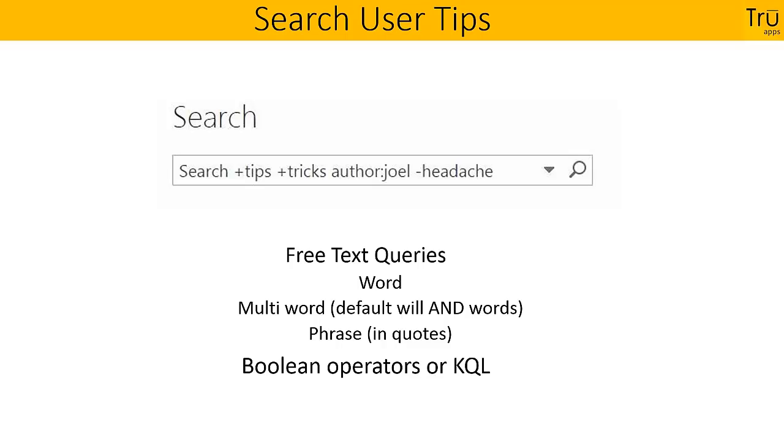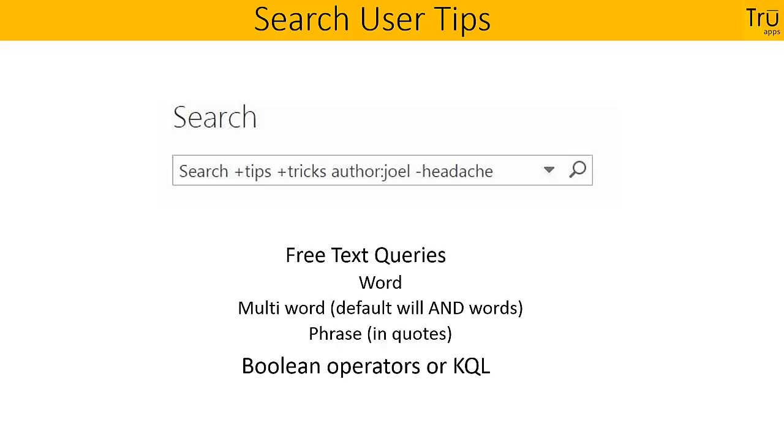The other thing you can do is include multiple words. If you include multiple words in SharePoint, it's going to by default use the AND operator. What that means is, if I'm looking for shoes and boots, all you have to do is type shoes, boots. If I'm looking for tips and tricks, all you have to do is type tips, tricks.